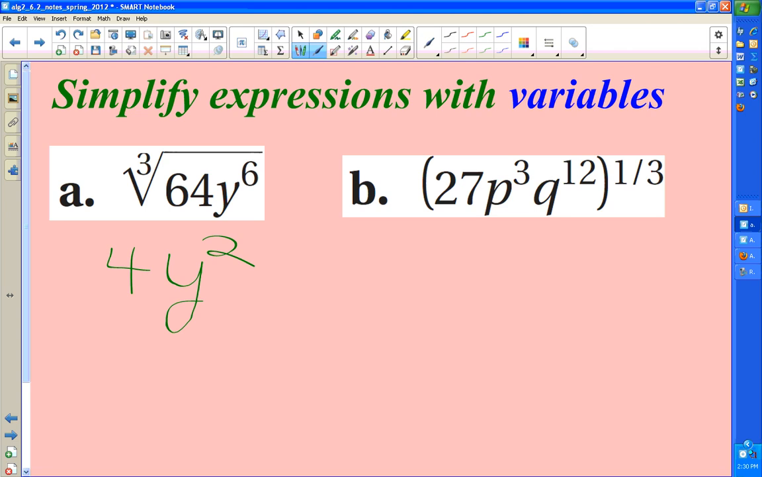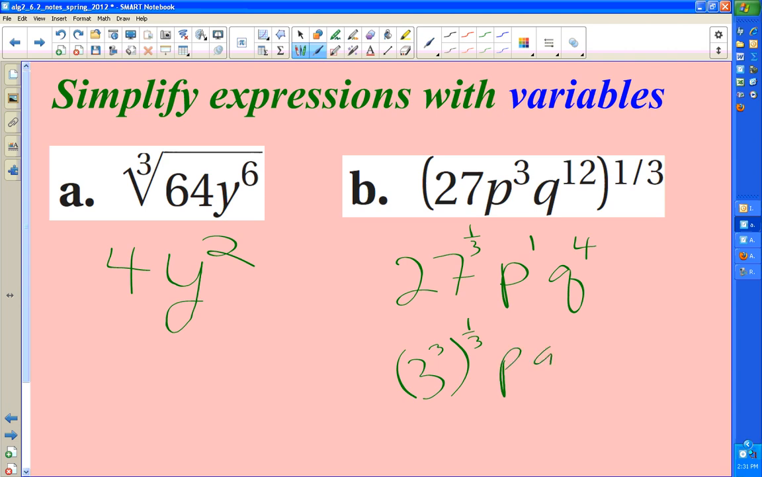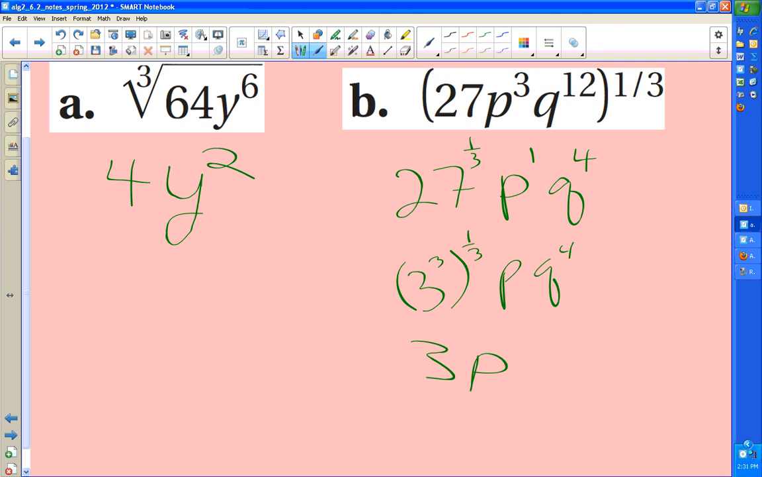I don't want you to make this mistake, so I'm not even going to show you the mistake till after we do it correctly. This is a product to a power. What does the property tell us to do in this situation? Multiply your powers. That means we're going to go 27 to the 1/3, p to the 1st, q to the 4th. What's another way to write 27? 3 to the 3rd, to the 1/3, 3. p, q to the 4th. What's 3 to the 3rd to the 1/3? 3. P, q to the 4th.